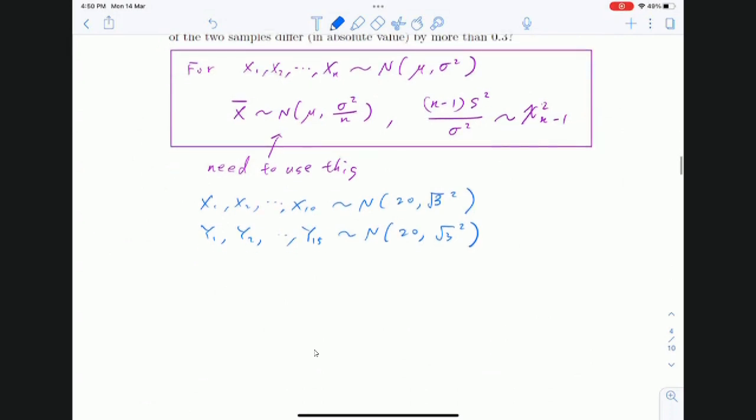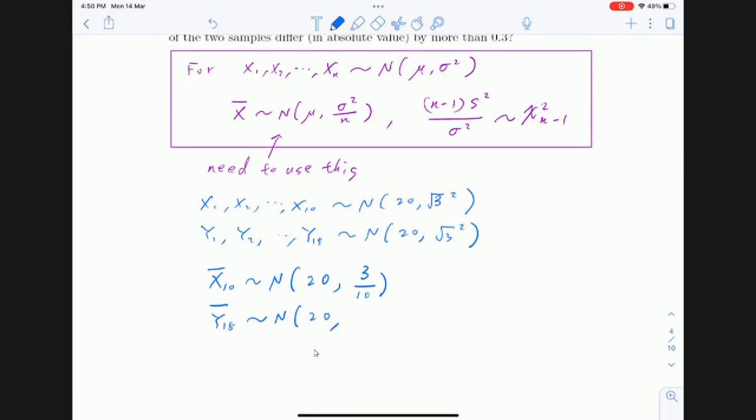We know that the sample mean of the x sample will follow a normal distribution with mean equal to mu, variance equal to the population variance divided by the sample size, which is 10. And the sample mean of the y sample follows a normal distribution with mean also mu and variance equal to the population variance divided by the sample size. Okay? Because we have different sample sizes, the variance will become different. Now we have the two sample means. We are asked to find this probability.